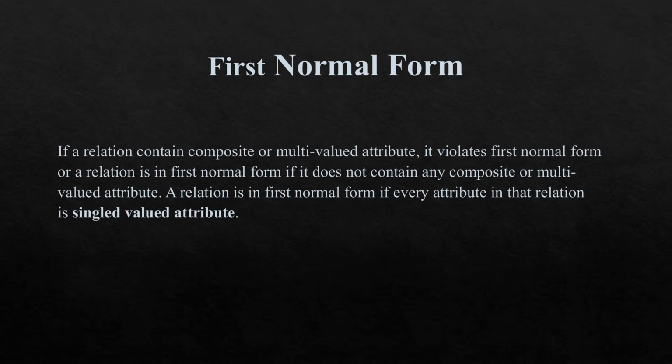Now first normal form. If a relation contains composite or multivalued attribute, it violates the rules of first normal form. And if it does not contain any composite or multivalued attribute, it satisfies the rules of first normal form. A relation is in first normal form if every attribute in that relation is a single valued attribute, and the first NF database must contain atomic values.